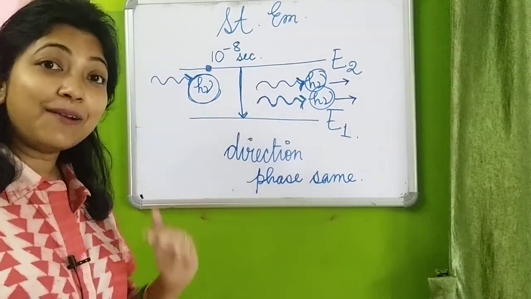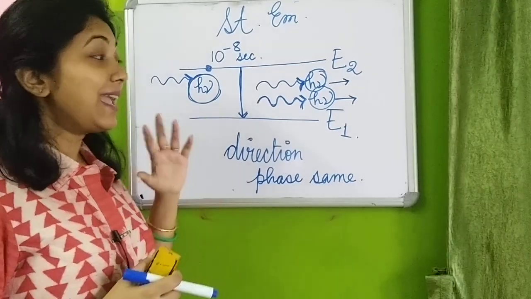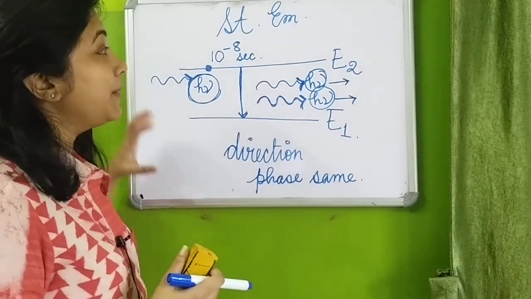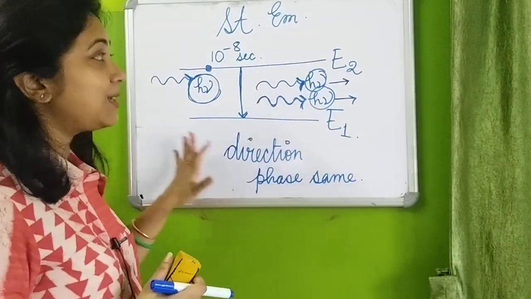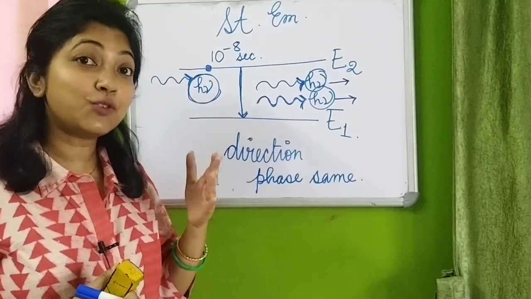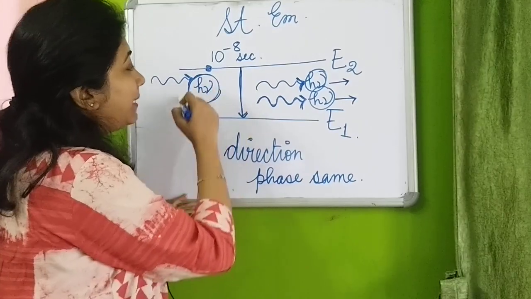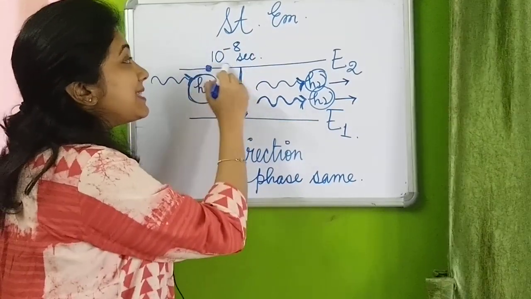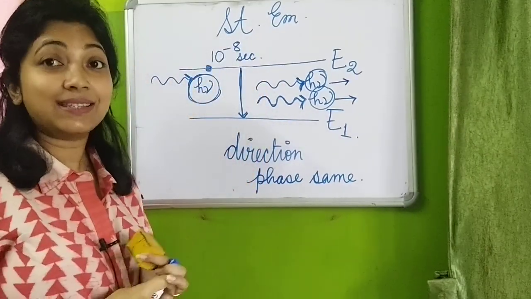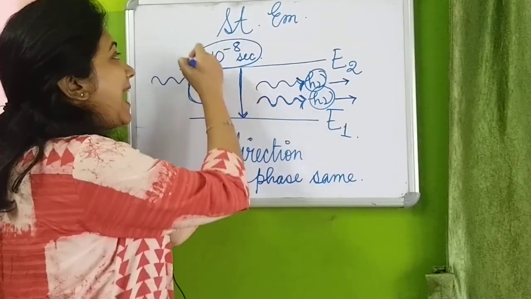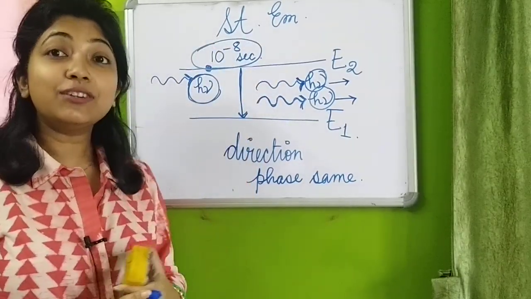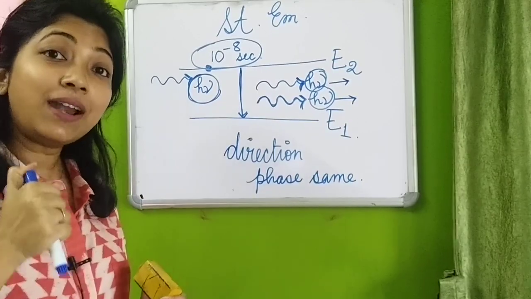However, this entire process will only occur if we are able to start this stimulated emission, which means we will be able to trigger this with the help of this incoming h nu within this 10 to the power minus 8 seconds. And this was actually the drawback. This was actually the disadvantage.